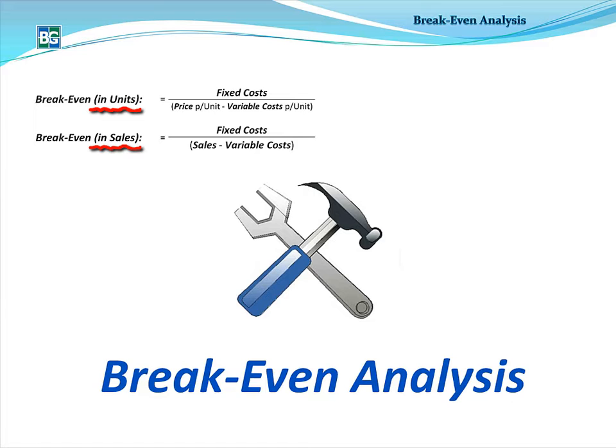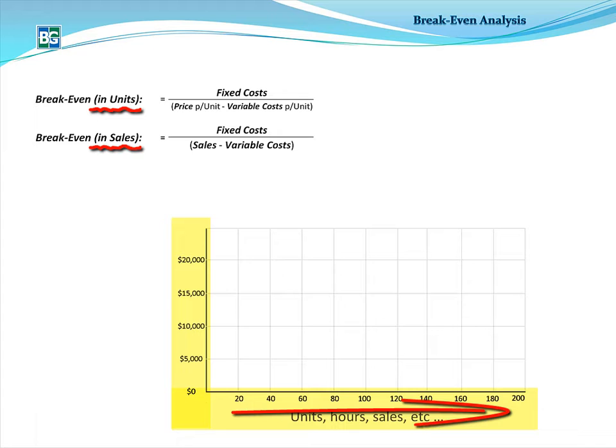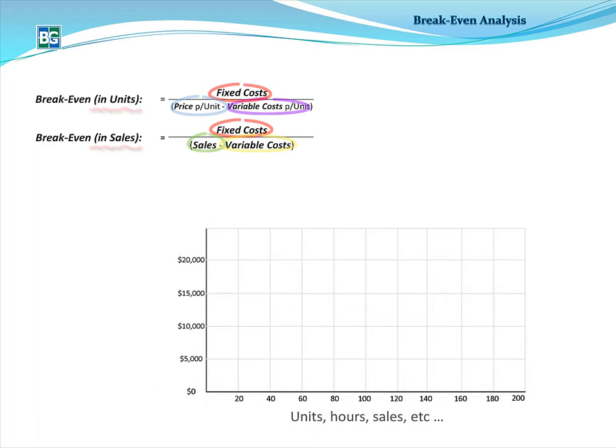begin showing a profit. This formula can be represented by a visual graph with the vertical axis representing dollars and the horizontal axis representing the level of the activity in the form of units, hours, or sales, all within a time frame or over the course of time. This model or analysis is based on several variables.